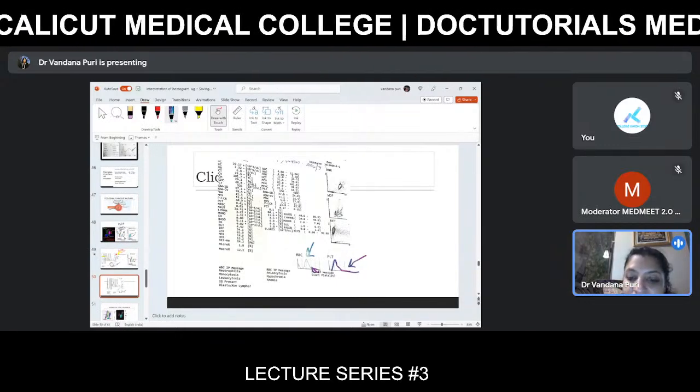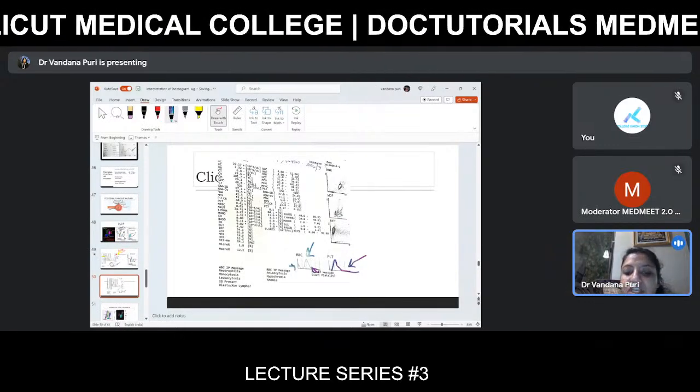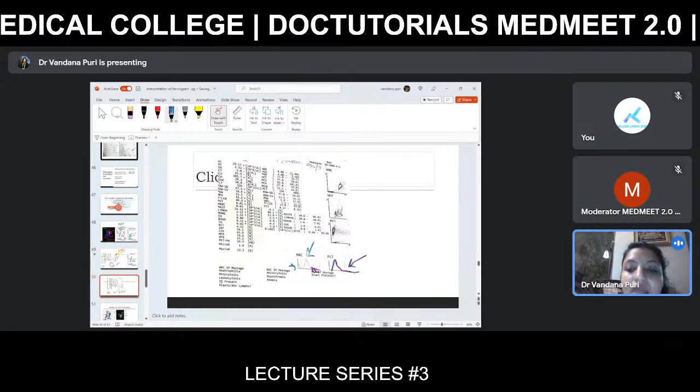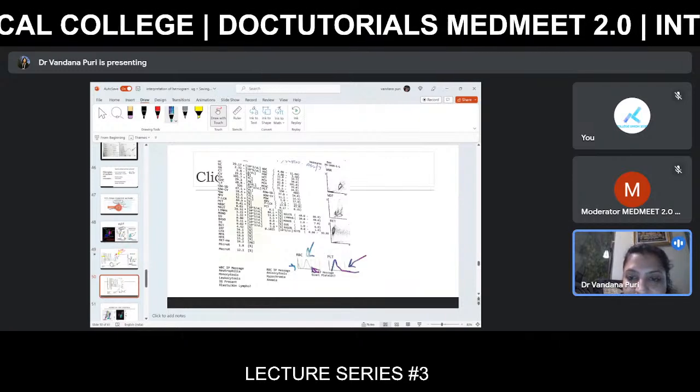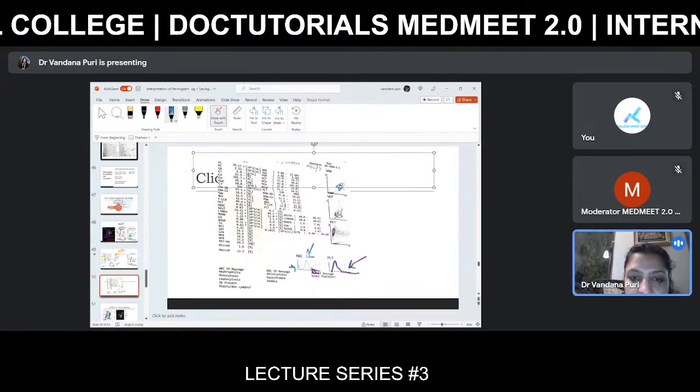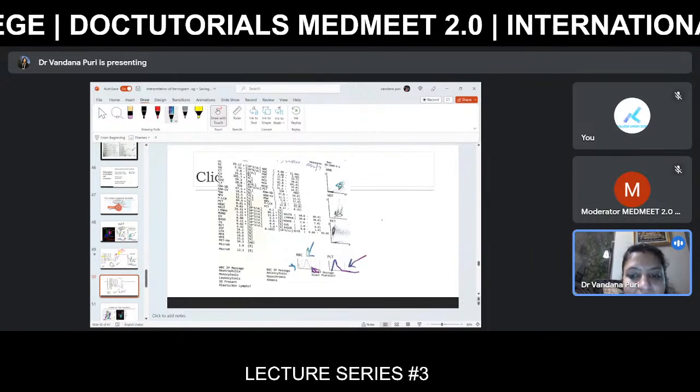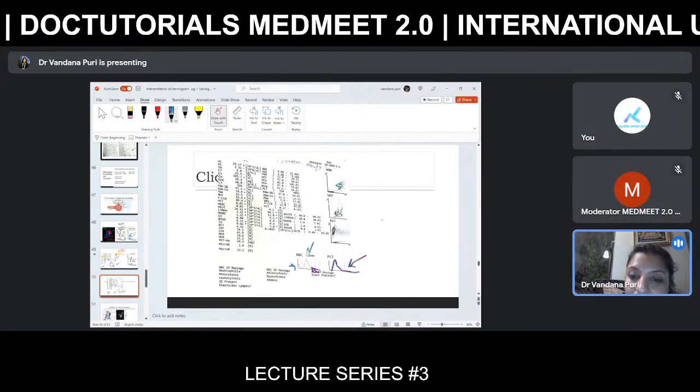Okay. And you can see the peak also, which is coming before the RBC, which gives you a clue that probably there are some large platelets or platelet clumps. Now, when you look at the WBC, there is a single round circle here. That means there are no nucleated RBCs, no basophils. Okay, WBCs are okay.